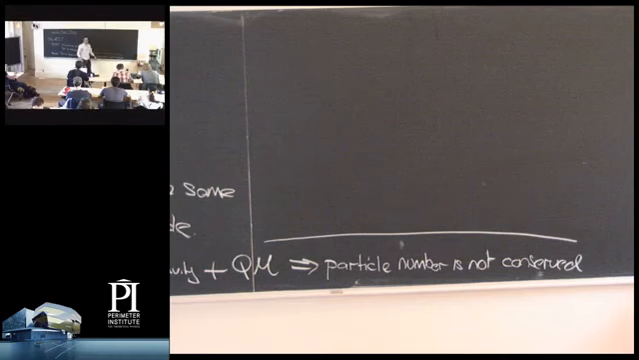By the way, how are these blackboards? If I write at the bottom here, can people in the back see? What's a good cutoff? That line's a good cutoff? Okay. So this says because special relativity and quantum mechanics implies that particle number is not conserved. From now on, I'll try and write above that line.